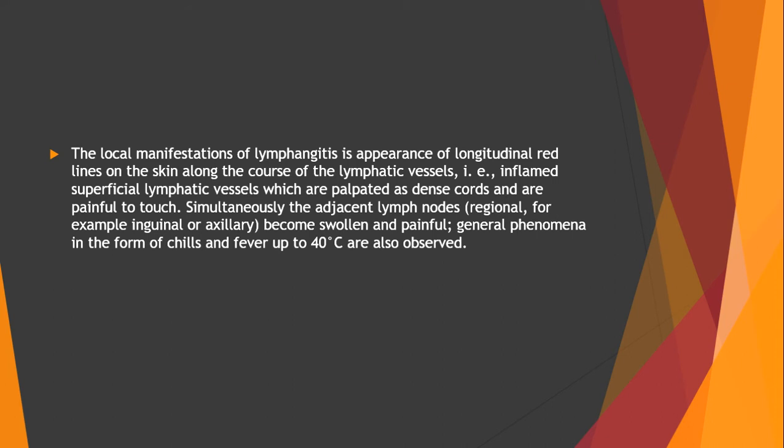The local manifestation of lymphangitis is the appearance of longitudinal red lines on the skin along the course of the lymphatic vessels. Inflamed superficial lymphatic vessels are palpated as dense cords and are painful to touch. Simultaneously, the adjacent regional lymph nodes, for example inguinal or axillary, become swollen and painful. General phenomena in the form of chills and fever up to 40 degrees Celsius are also observed.